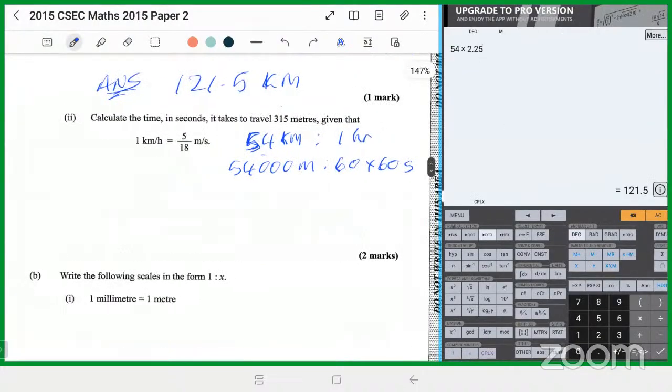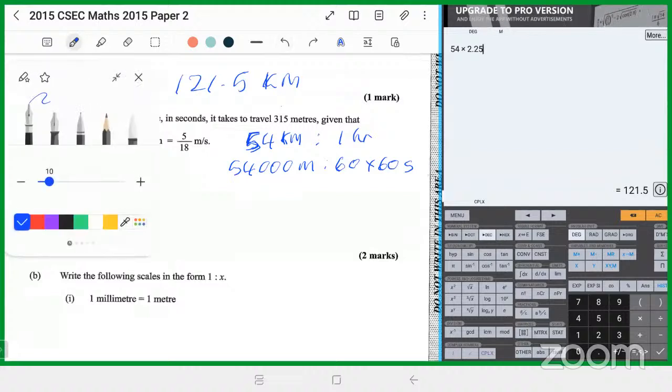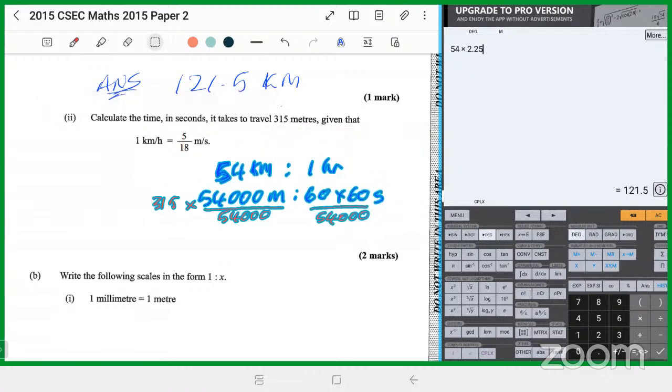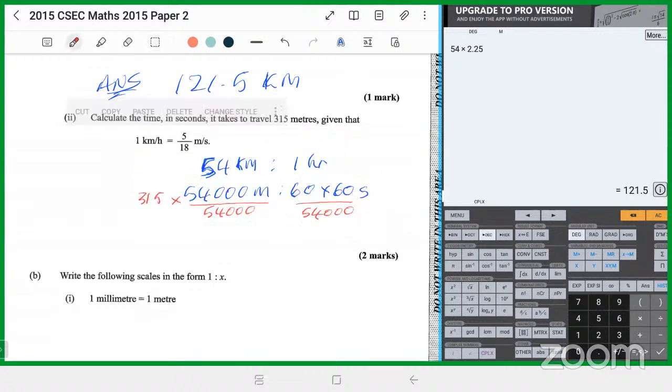I want this side to become 315. So I'm going to divide by the 5400 to get it to be 1 first. Divide both sides by 5400. And to get it to become 315, I'm also going to multiply both sides by 315. Shift this over. Multiply both sides by 315.